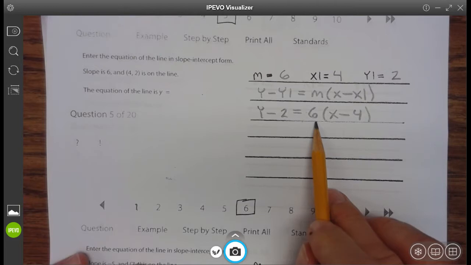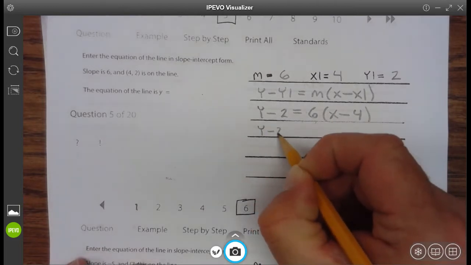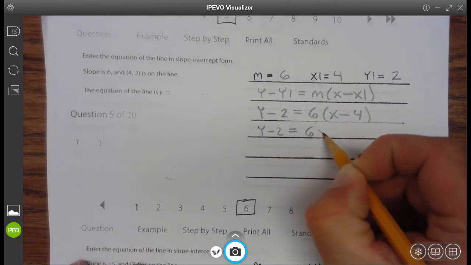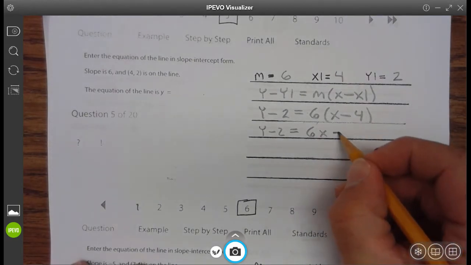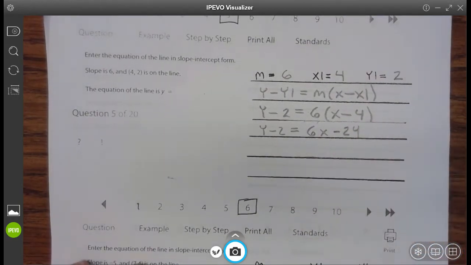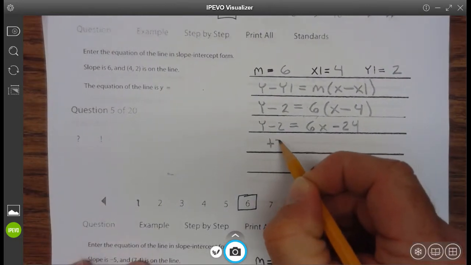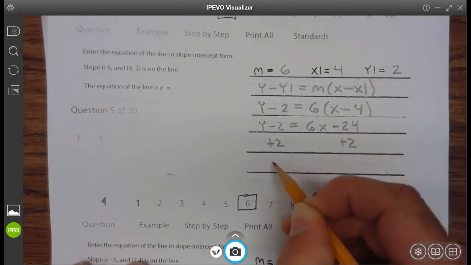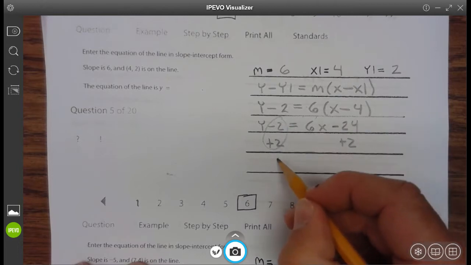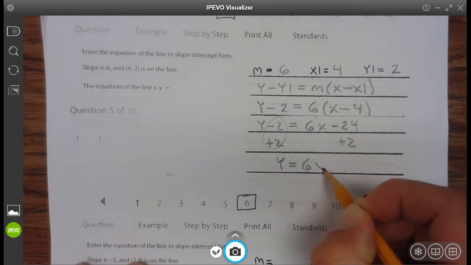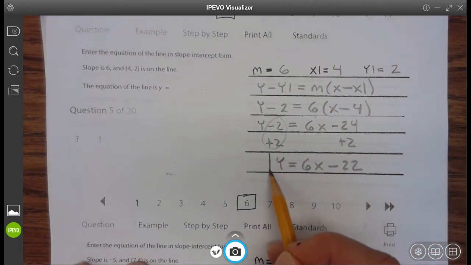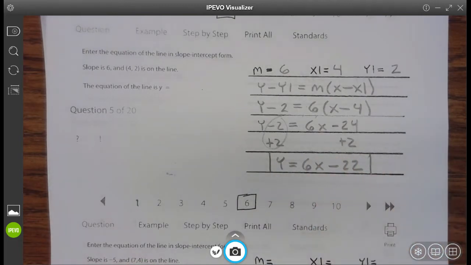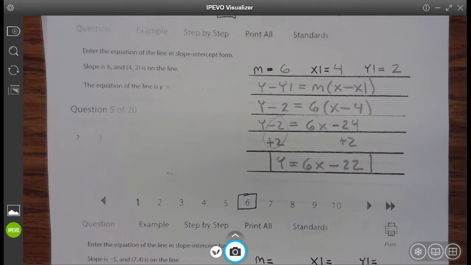So the first thing we need to do is distribute the 6. We have y minus 2 equals 6x, and then 6 times negative 4 is minus 24. Okay? Last step, we're going to add 2 to both sides. So this becomes 0. You get y equals 6x minus 22. All right, go and finish up example 5.